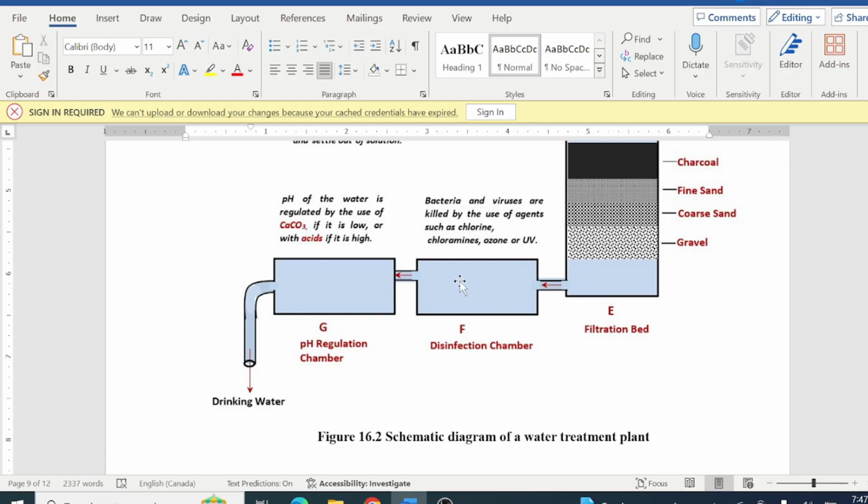You still want the water that goes out there to have a pH very close to 7. So they add different chemicals there. If it is acidic, they probably add some calcium carbonate that will react with the acid to neutralize it. So the water that goes out here is pretty safe to drink.